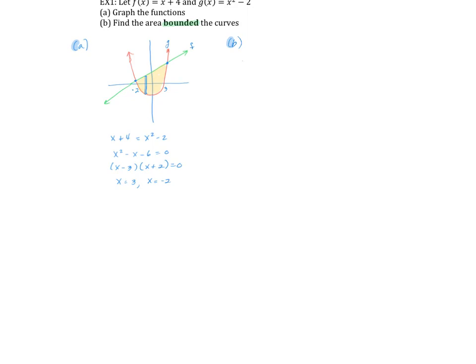So our area is going to be the integral from -2 to 3 of our upper function, which is x plus 4, and we're going to subtract our lower function, which is x squared minus 2, and we're integrating with respect to x. If I get rid of the parentheses and combine like terms, I'm going to have -x squared plus x plus 6.